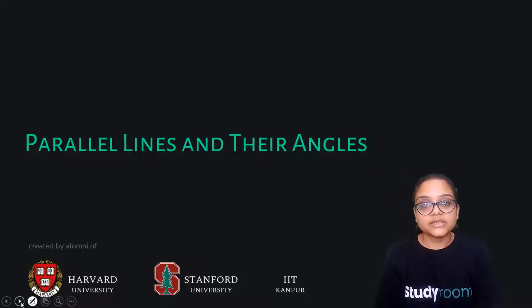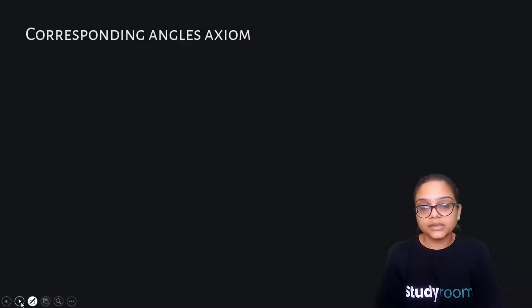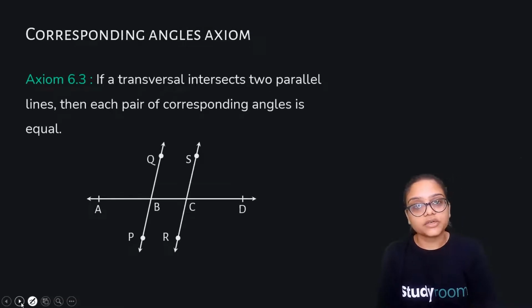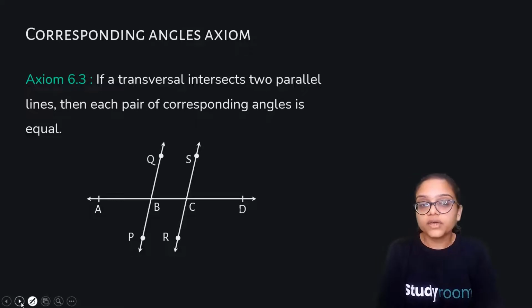Okay, so let us see. Corresponding angles axiom: if a transversal intersects two parallel lines, then each pair of corresponding angles is equal. What were corresponding angles? I hope you remember. Okay, so the pair of corresponding angles are equal according to axiom 6.3.